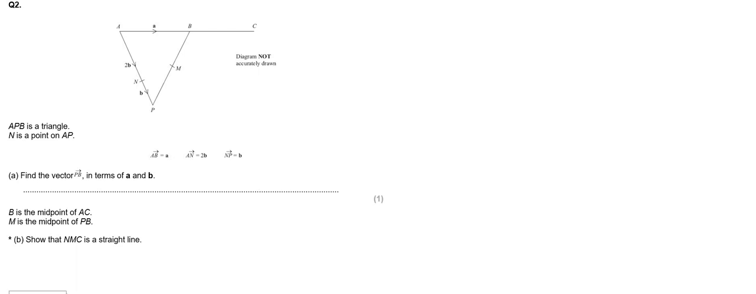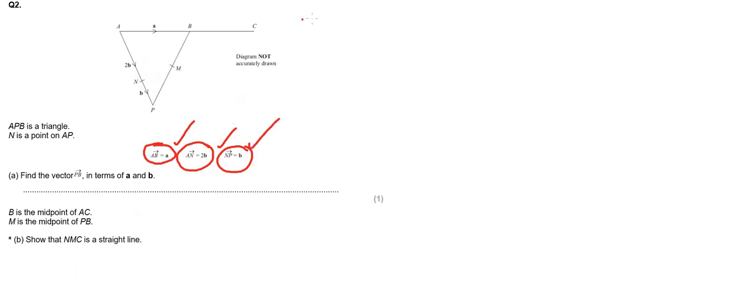Okay, so here's another vector geometry question. Remember, part A is the easy bit, part B is going to be the hard bit. So part A, just some simple vector addition. Let's just check that this information is on our diagram. A to B is A, A to N is 2B, and N to P is 1B. So everything's on our diagram.